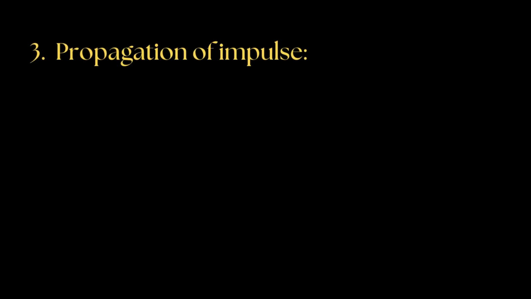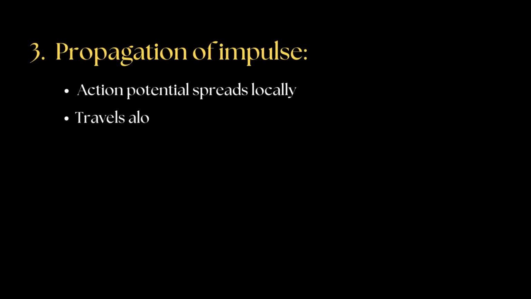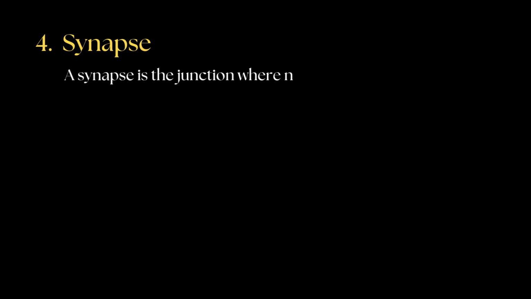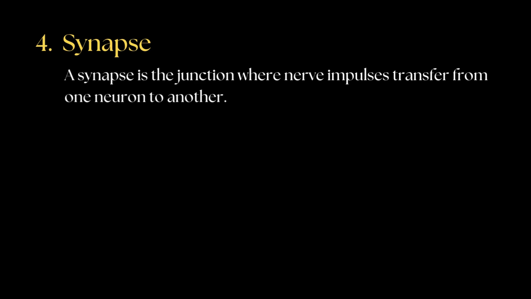Once generated, the action potential spreads locally along the neuron, traveling down its entire length. This wave of electrical activity ensures the transmission of the nerve impulse. In the nervous system, communication between neurons happens at specialized junctions known as synapses. A synapse is the region where impulses move from one neuron to another.